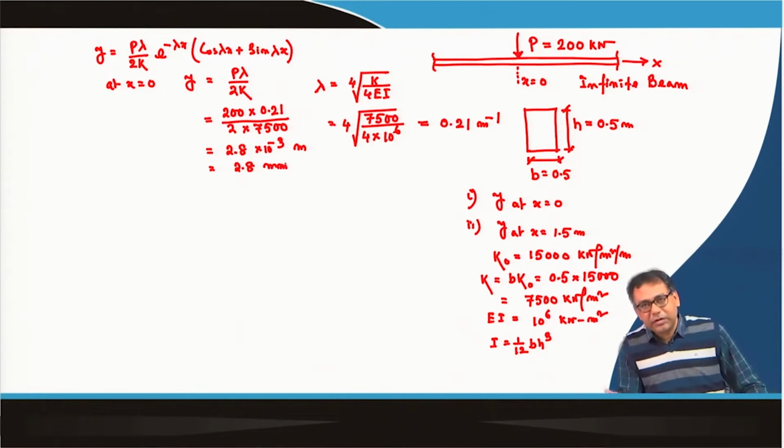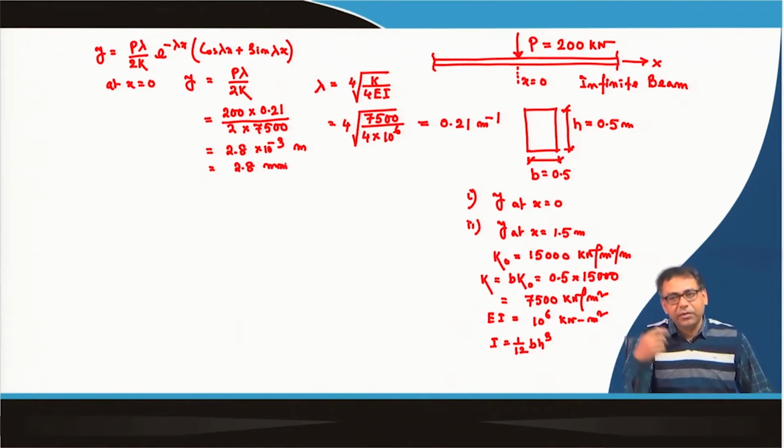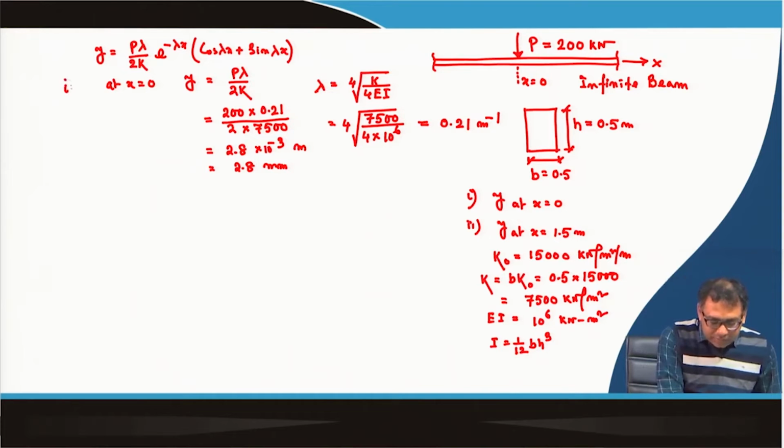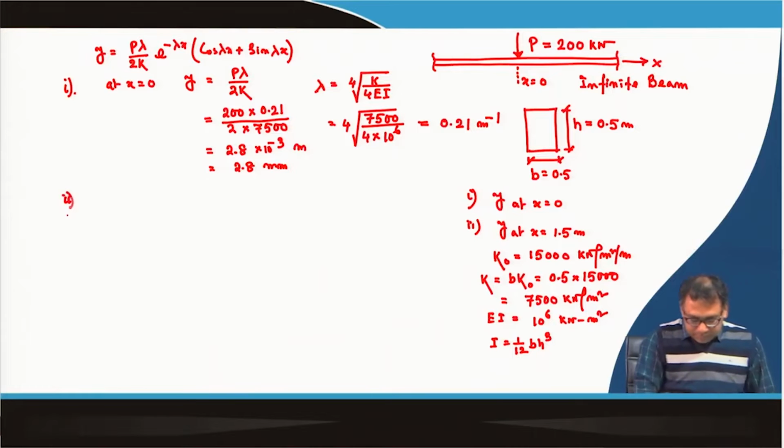This can be positive or negative, depending upon where you are calculating the value. Definitely at x equal to 0, settlement will be positive. Positive means downward settlement. The sign will automatically come based on your x value. Now, the next problem is to get y at x equal to 1.5 meter.